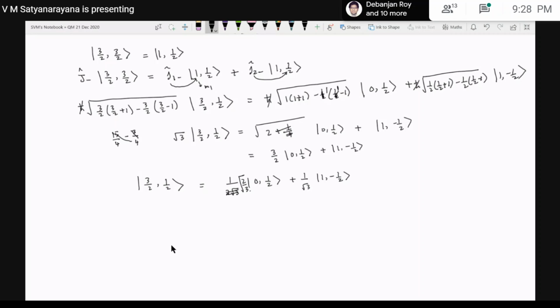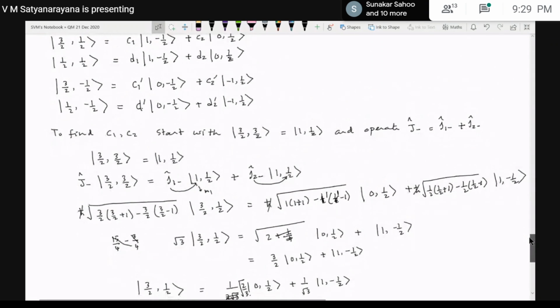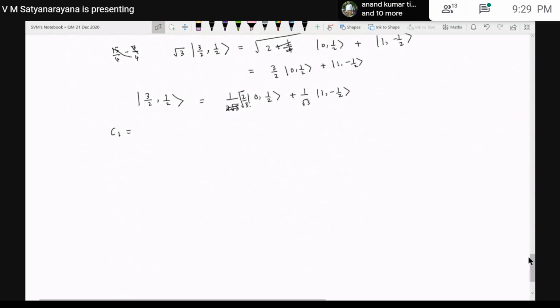Okay. So now you can see that I have C1. I do not know which one I called it. Okay, that's 1 minus 1, I think, yeah. 1 minus half I called it as C1 and 0 half I called it as C2. So my C1 is equal to 1 by root 3 and C2 is equal to root 2 by 3.